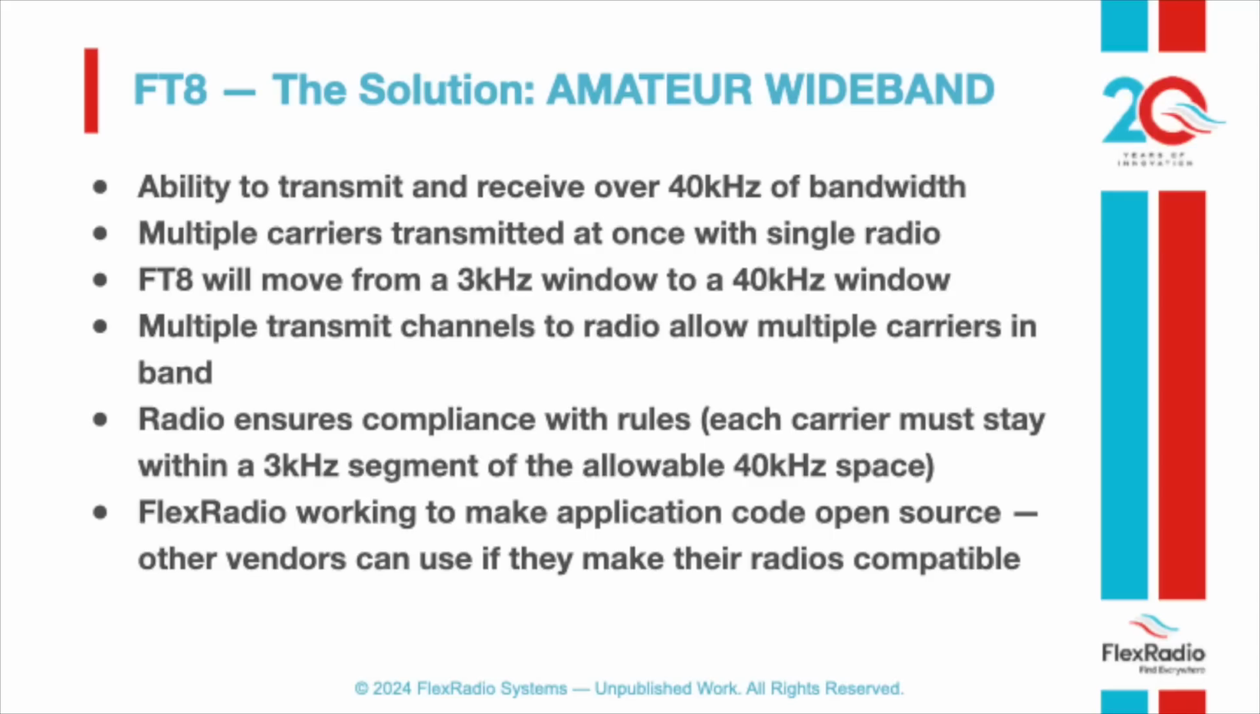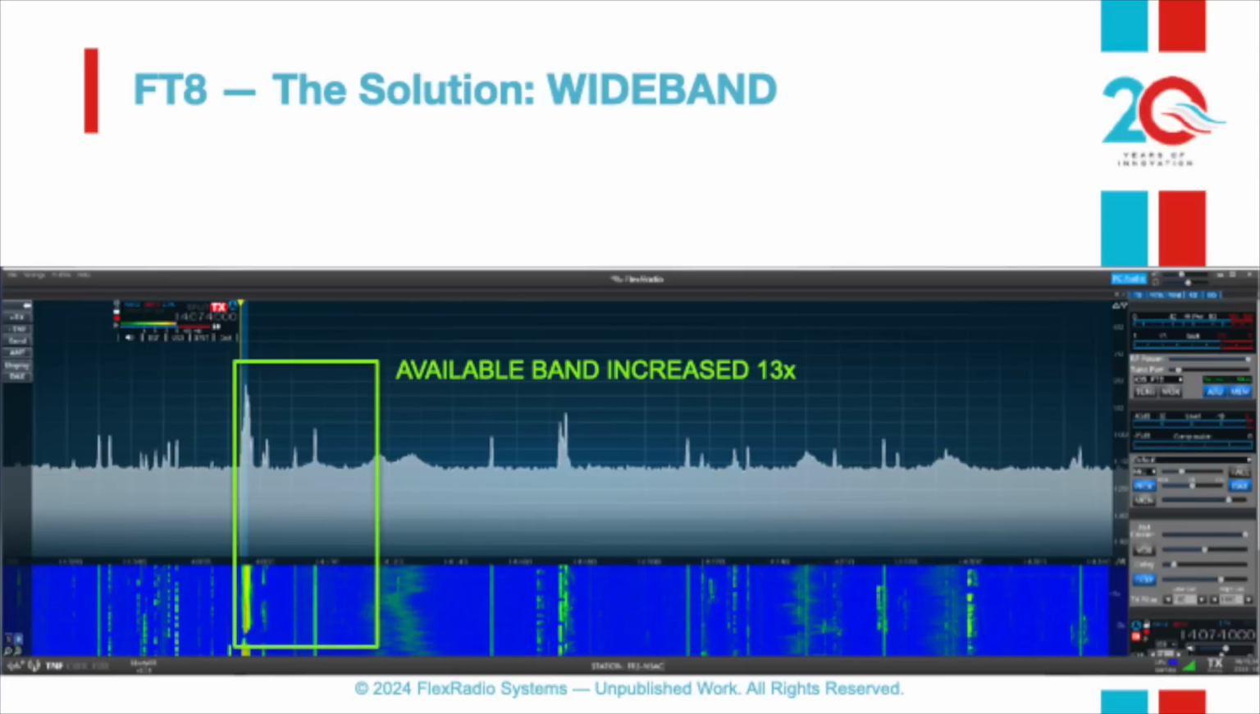So, multiple transmit channels, yes. The radio will ensure compliance with the rules, so you won't be able to transmit a 40 kilohertz wide signal. If you were thinking about doing that, the radio won't let you do that. It will let you transmit multiple 3 kilohertz signals at the same time. And we're going to be working with open source code vendors to make sure all this stuff makes it into open source code, so if other radio vendors want to follow suit, they can do that. So we'll increase the space that you can use FT8 into a further area, up or down or whatever else.